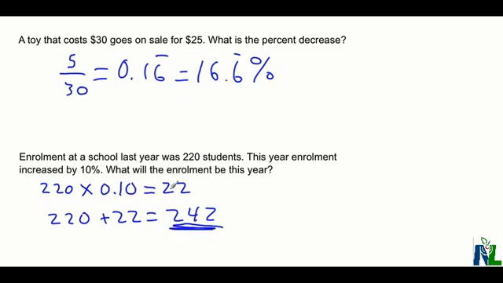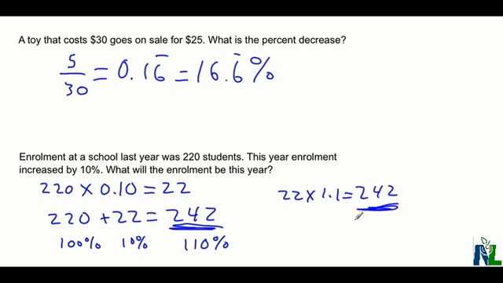Okay. Now if you look at that there, 220 represented 100%. 22 represents 10%, and 242 then represented 110%. So if I wanted to get this with one calculation, I could go 220 times 110%, or 1.1, and get 242 right away as the new enrollment.